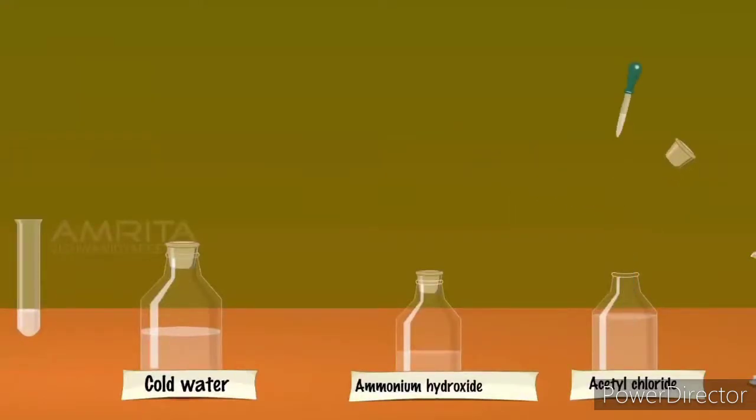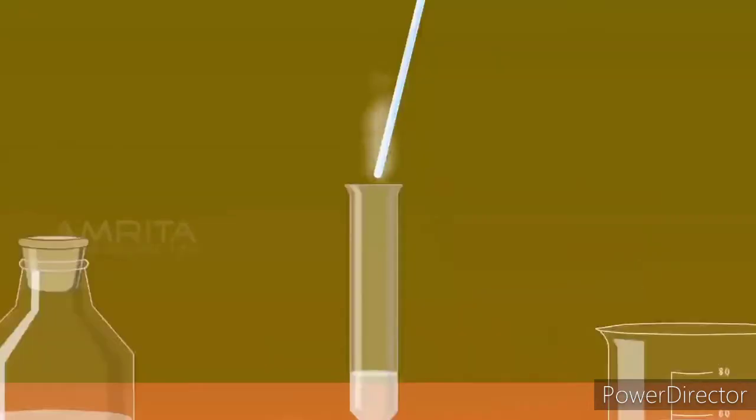Add 2 to 3 drops of acetyl chloride into it. Take a glass rod and dip it in ammonium hydroxide solution. Bring the glass rod near the mouth of the test tube. Alcohols on reaction with acetyl chloride form esters and give out hydrogen chloride gas. The hydrogen chloride gives white fumes of ammonium chloride with ammonium hydroxide.